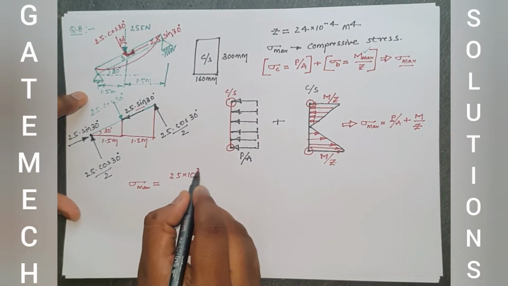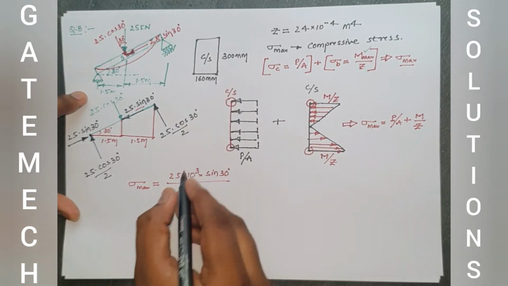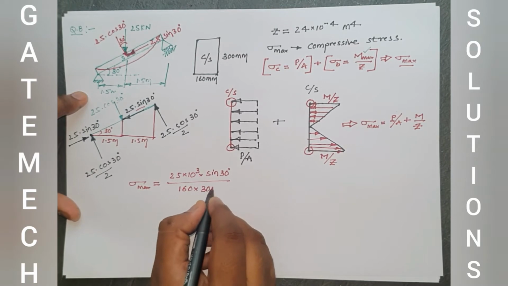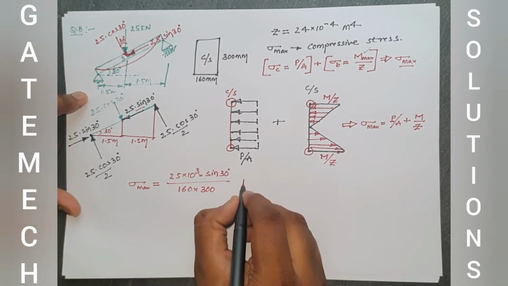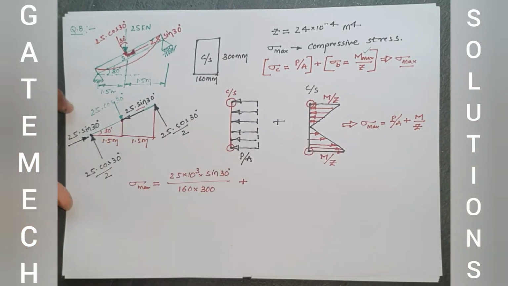25 multiplied by 10 power 3 multiplied by sin theta. I'm converting kilonewton into newton, divided by cross section area, which is 160 into 300. This unit you will get as megapascal, plus M by Z. Maximum bending moment needs to be calculated. Maximum bending moment we get exactly at the middle for the simply supported beam.